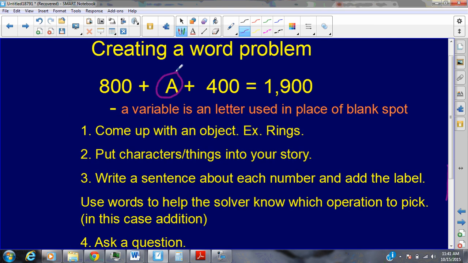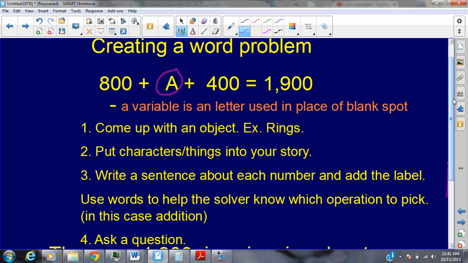When a letter is used in a math problem, we call that letter a variable. It's used in place of a blank spot or a question mark or the part of the problem that we don't know, that we're trying to figure out. That's called a variable. It's just simply the letter.